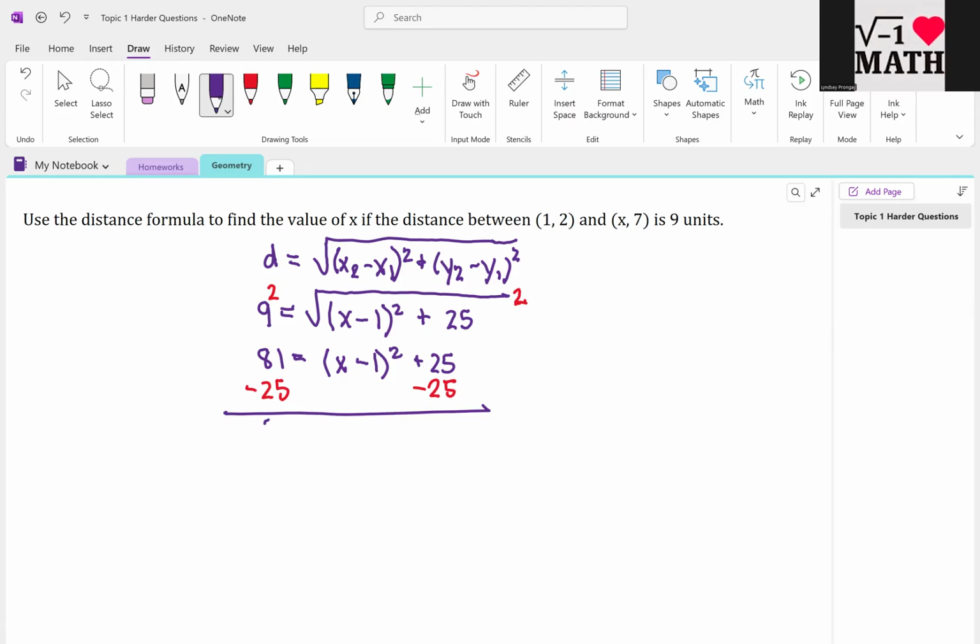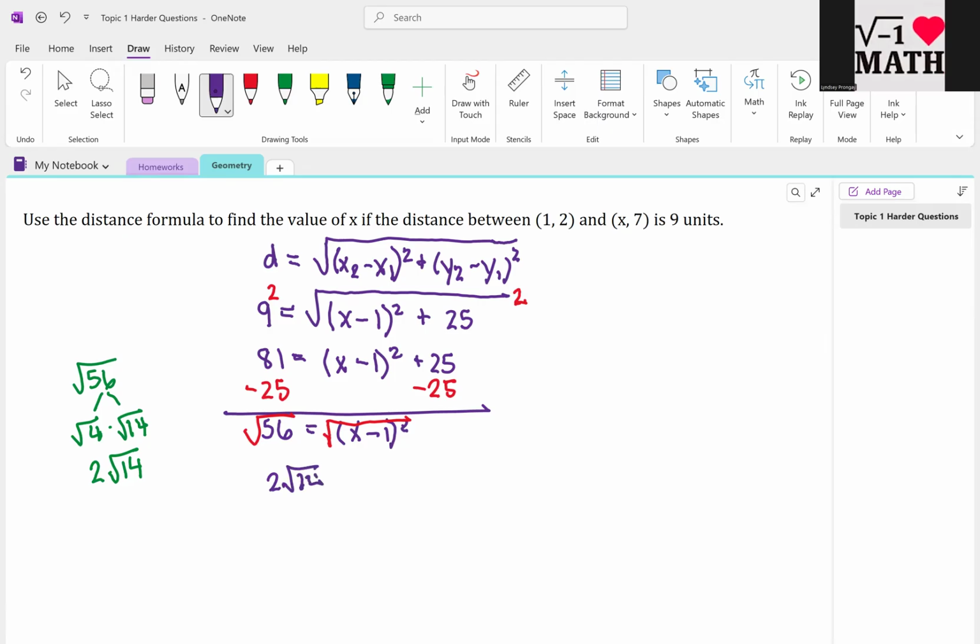That is going to give me 56. I'm left with x minus 1 squared. And now I need to get rid of that squared. So I'm going to do the opposite of squaring, and I'm going to square root both sides. Root 56, if I was going to simplify that, I could split that up into root 4 times root 14. So that's going to be 2 root 14 if I simplify that. So we're going to get 2 root 14 there.